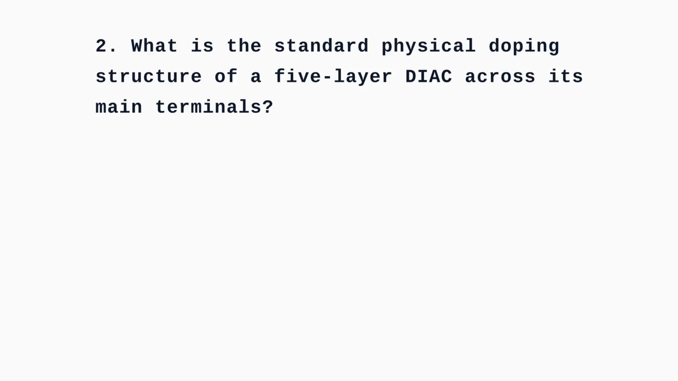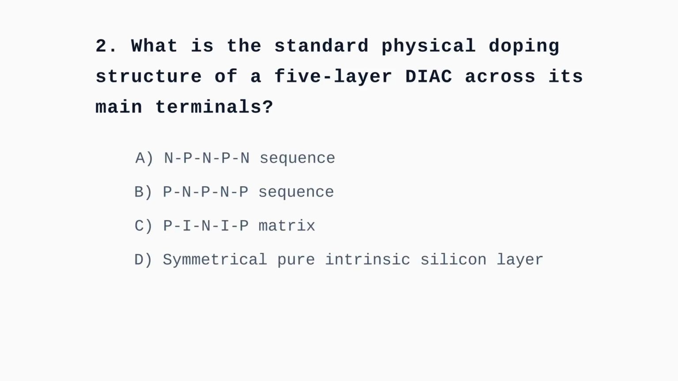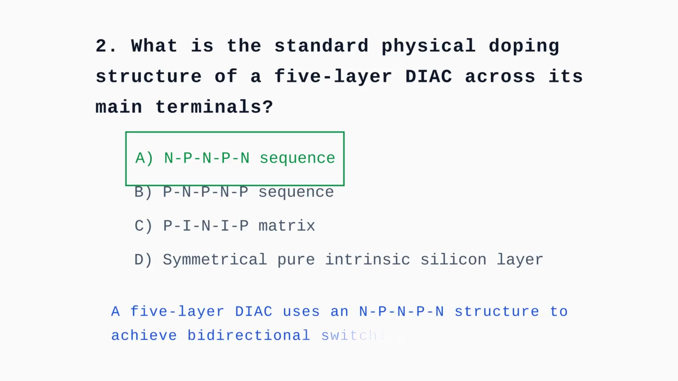DIAC gate. What is the standard physical doping structure of a 5-layer DIAC across its main terminals? To implement bidirectional triggering with high performance, a 5-layer DIAC is fabricated with a symmetrical NPN-PN semiconductor layer structure.